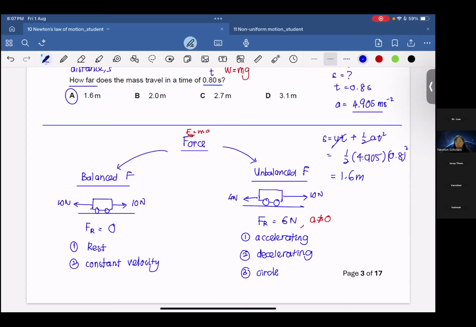Okay, thank you, Junho. No problems, no problems. We go to page number 4.